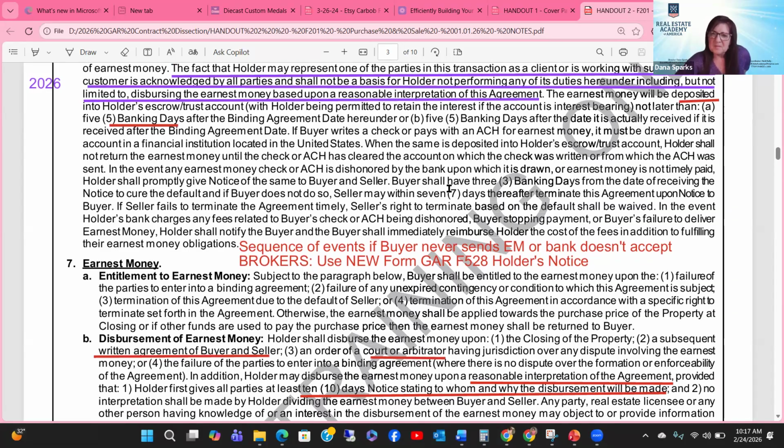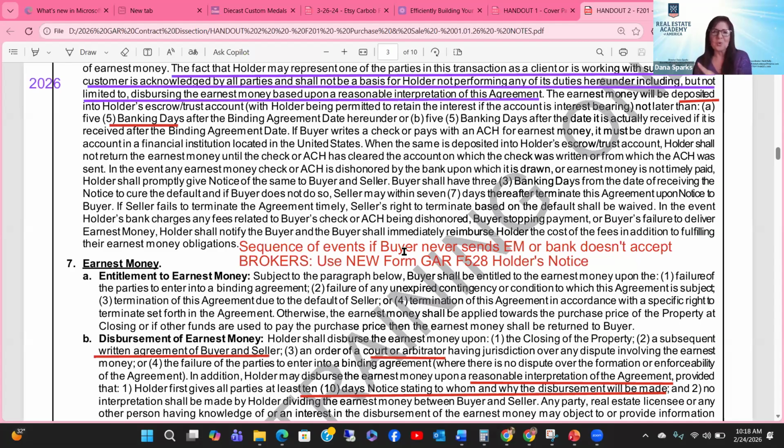The first thing that has to happen is the holder has to give notice to the buyer and the seller, not agents. You guys, you are not the holder. So a lot of times, for whatever reason, you will discover through agent to agent communication that the buyer never sent the money, or they sent the money but it bounced from the bank, or the bank didn't honor it. You as an agent cannot send the email. You as the listing agent can't send an email to the buyer's agent and say the earnest money wasn't honored. The holder has to do that.